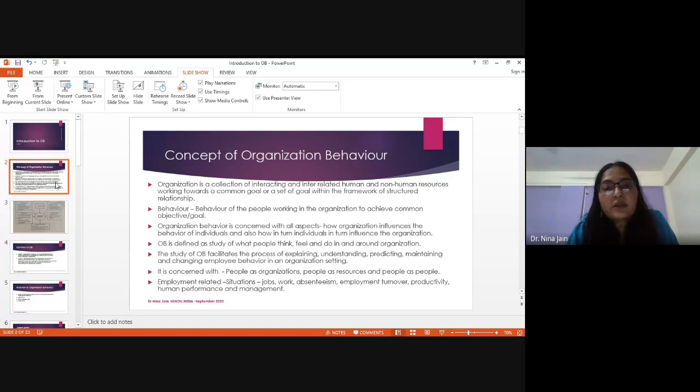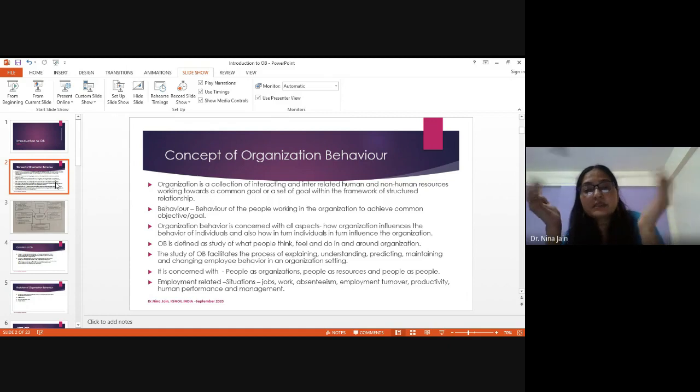So the concept of organizational behavior is also concerned with people as organizations. There are three things you have to see here: people as organizations, people as resources, and people as people. Do you understand these three concepts? What people do in the organization, how people are using the resources, and how people are behaving with other people. Are these three things clear? Yes, ma'am. Okay.